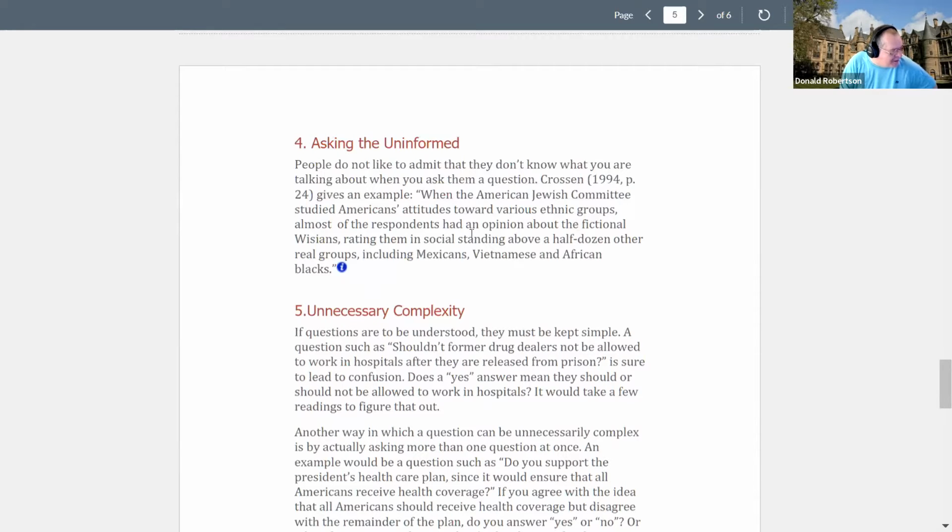Oh, that's a really good one. Asking the uninformed. I'm not quite sure if this is correct. Well, it is correct, but I don't think it's nice to say. People do not like to admit that they don't know what you're talking about. They don't want to look dumb. So if you went and said to them, what's your opinion of Initiative 77? Instead of saying, I've never heard of Initiative 77, won't they just make something up? Yeah, it's a great idea. I'm in favor of it. That's an example of asking the uninformed.